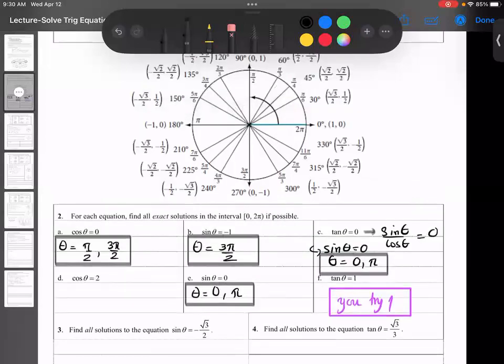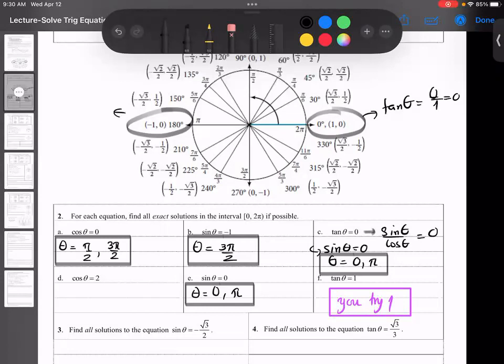So if you look at here, you don't have to write this down. Tangent theta is sine over cosine, so 0 over 1, which is 0. And then over here, tangent theta equals 0 over negative 1, which is still 0.